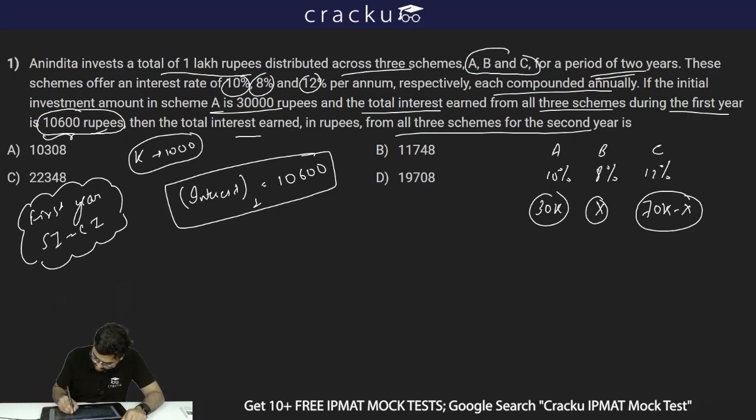Now in this it is given compounded annually, but we can consider this as simple interest. Why? Because we are considering only the first year. So we can say that compound interest and simple interest will be the same.